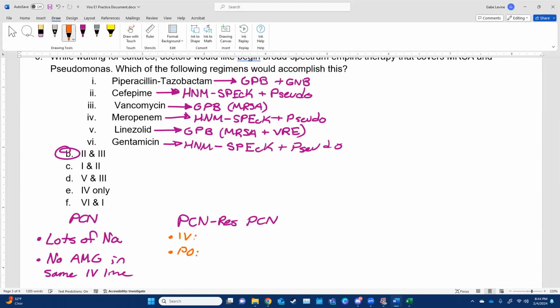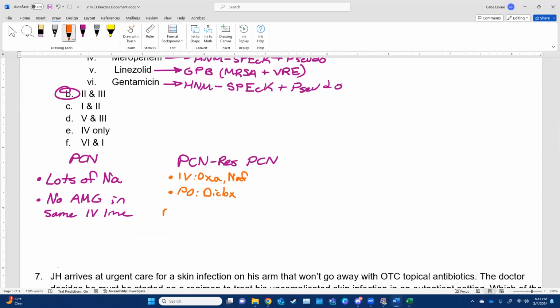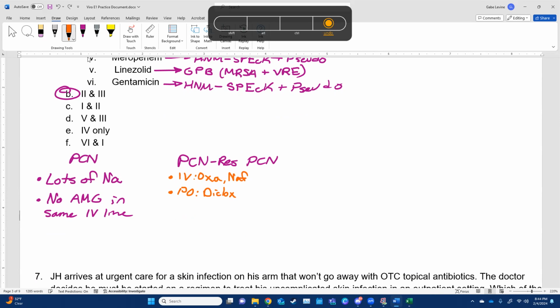Which one is our oral? Diclox. The other ones are IV. Very nice. Same sort of issues as the natural penicillins. What's one of the major drug-drug interactions that we worry about with this category specifically?